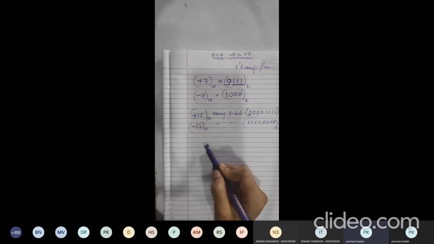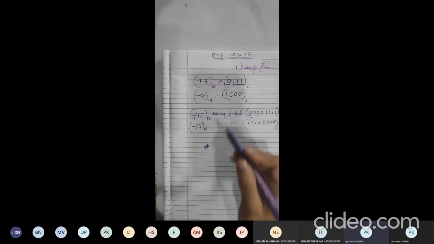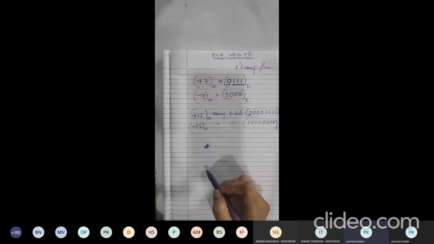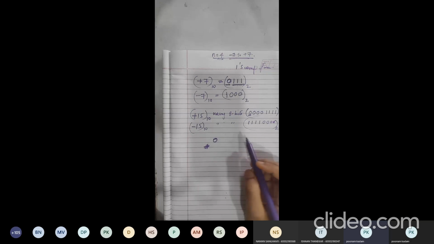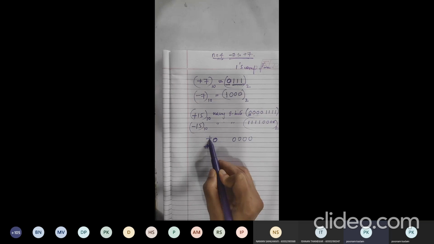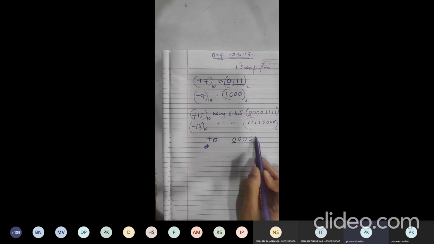Now you see here, this kind of representation also faces the same problem. How will you represent plus 0, 0 in ones complement form? If I write 0, 0, 0, 0, what will you say? What is this representing? This is representing plus 0, right? Because MSB is 0 and the value of this number is 0. So it is representing plus 0.